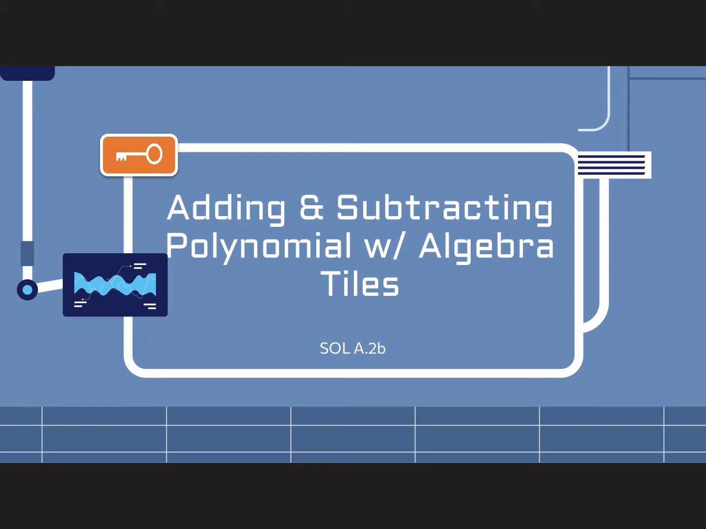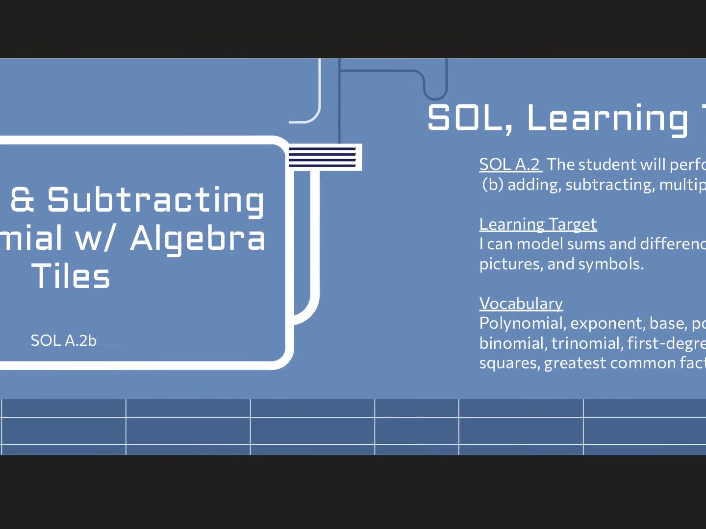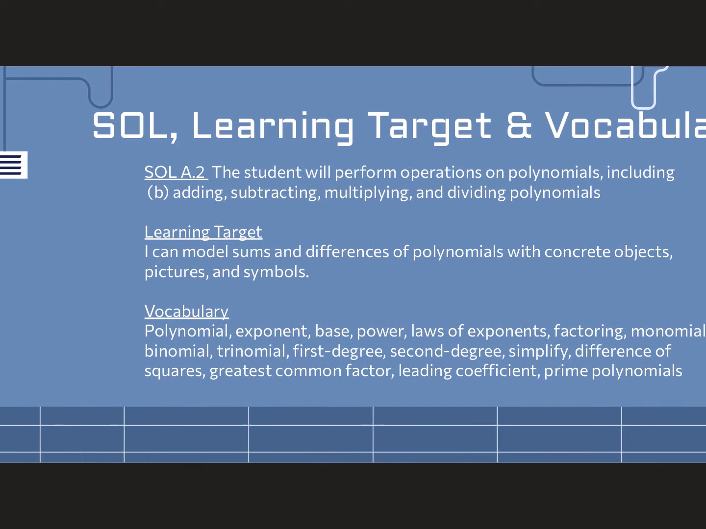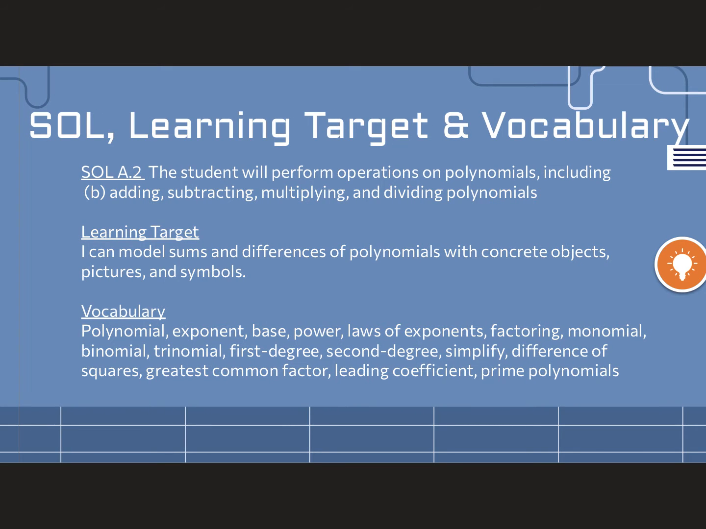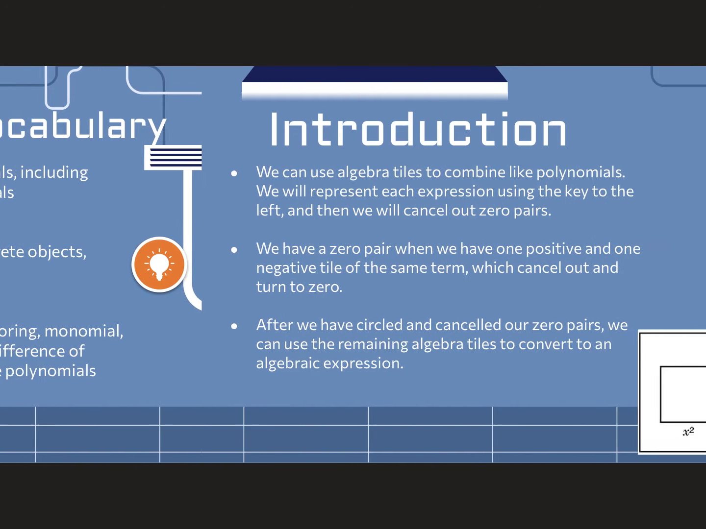For today's lesson, we're going to take a look at adding and subtracting polynomials, but we're going to look at adding and subtracting them with algebra tiles. All right, so this is still SOL A.2b. For the learning target, I can model sums and differences of polynomials with concrete objects, pictures, and symbols. So we're going to be using algebra tiles.